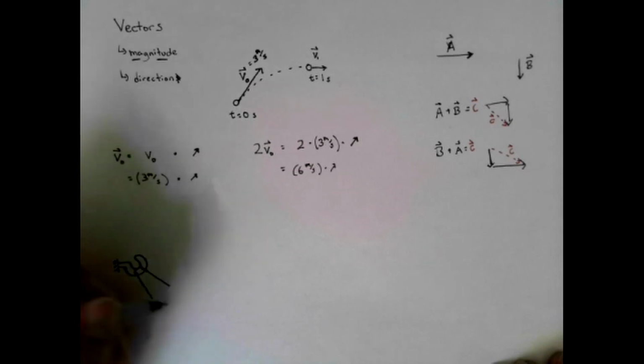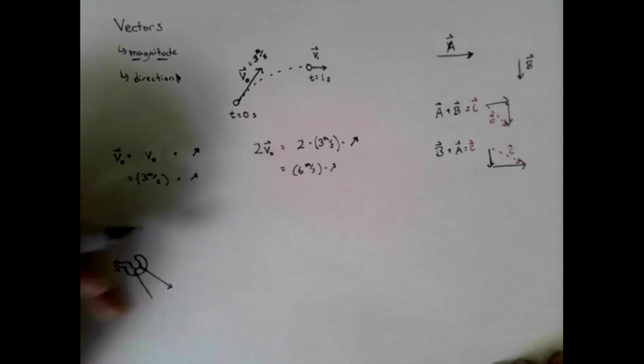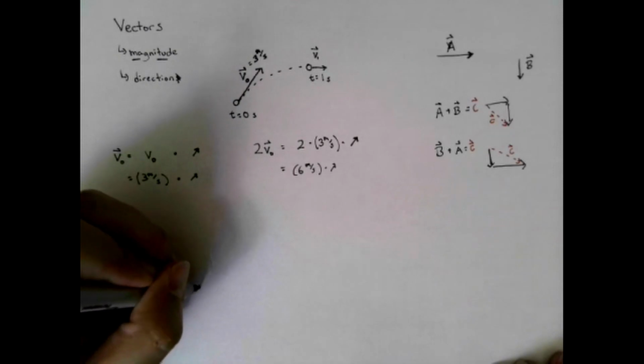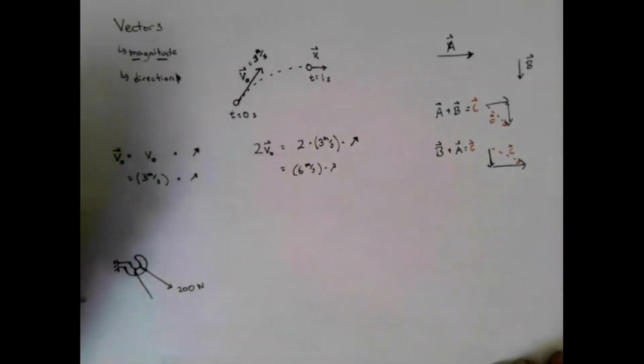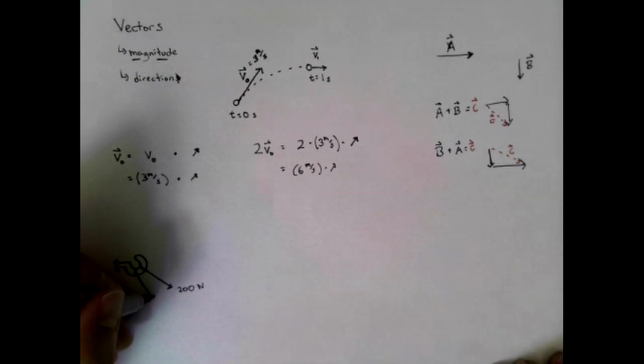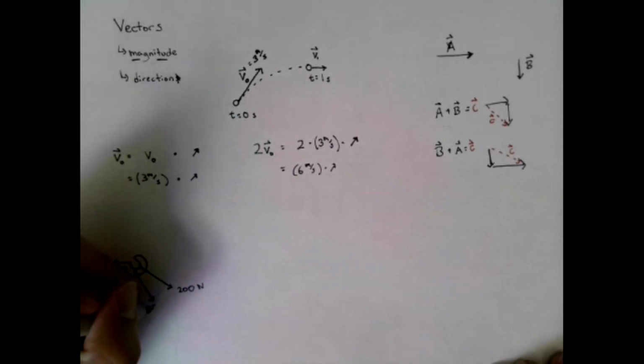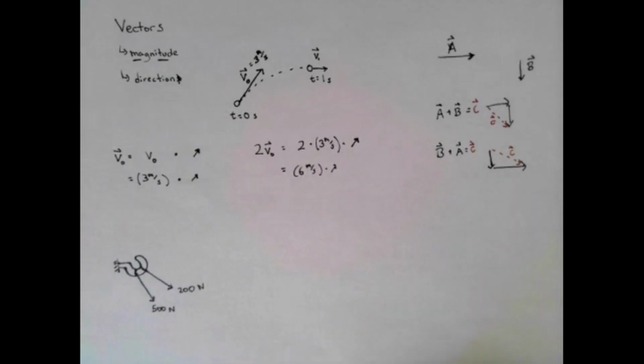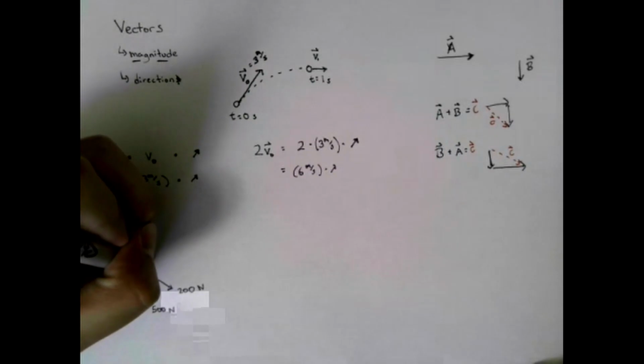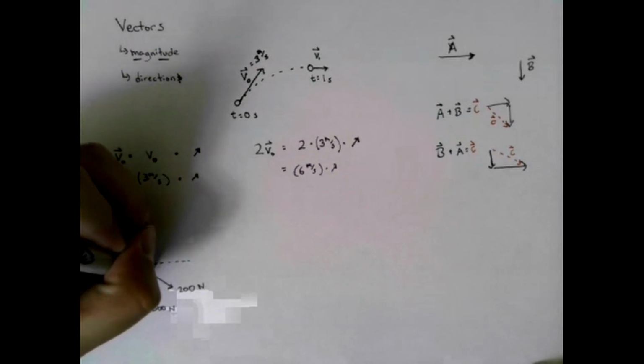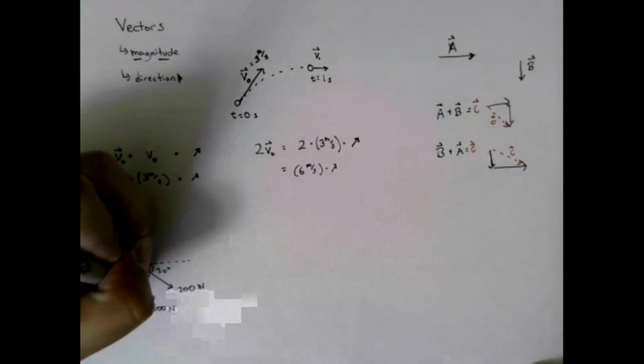So we're going to have two vectors, okay? We have a 200 Newton vector, and that vector is pointed at 30 degrees from the horizontal, and then we have a 500 Newton vector that is pointed 40 degrees away from the 200 Newton vector. Let me write my directions quickly. Got my horizontal line, I got 30 degrees, and then I got 40 degrees.